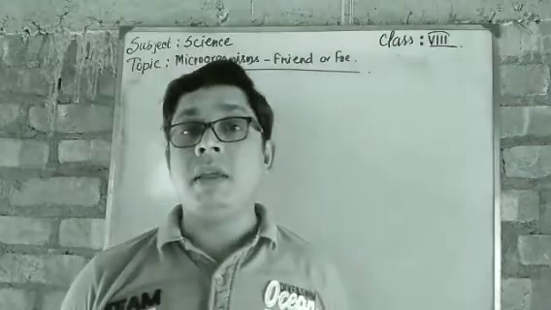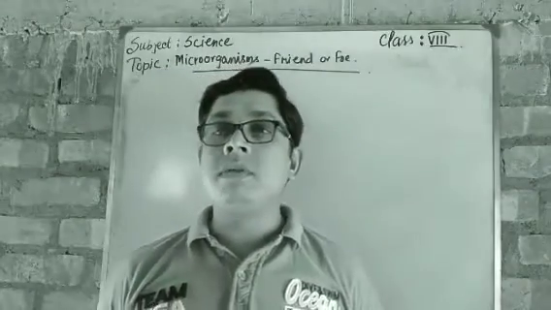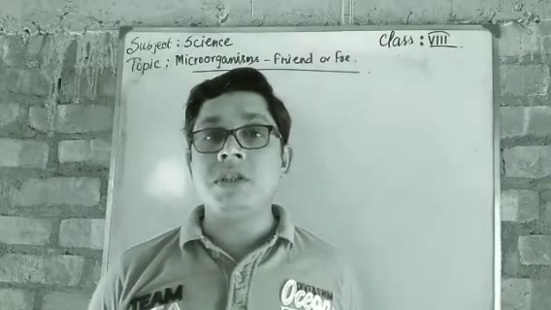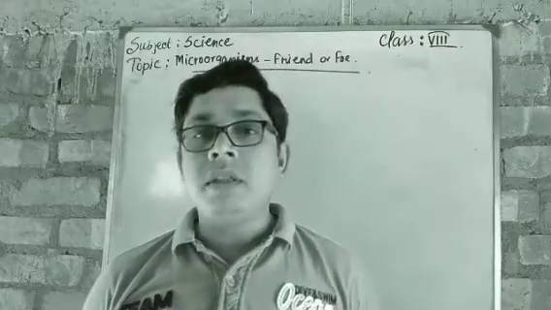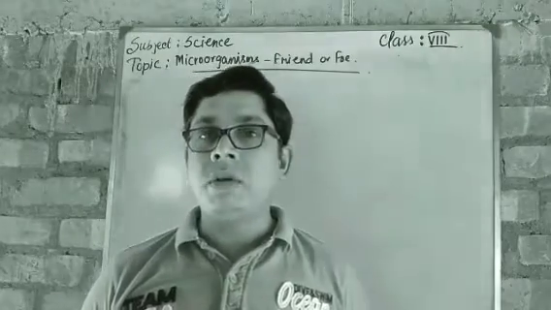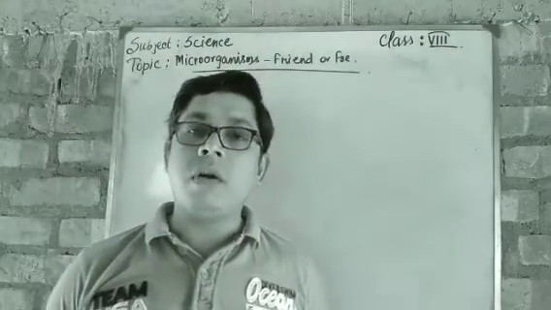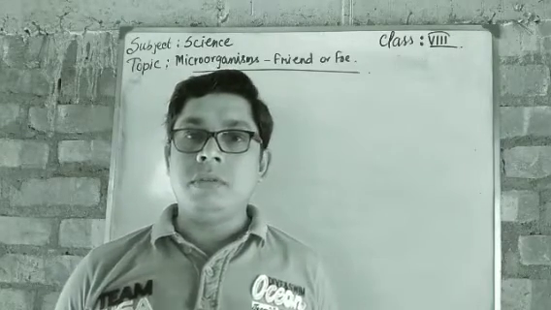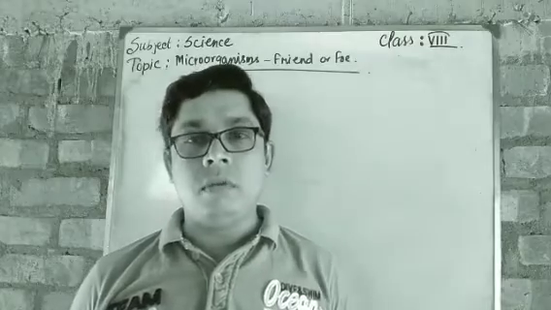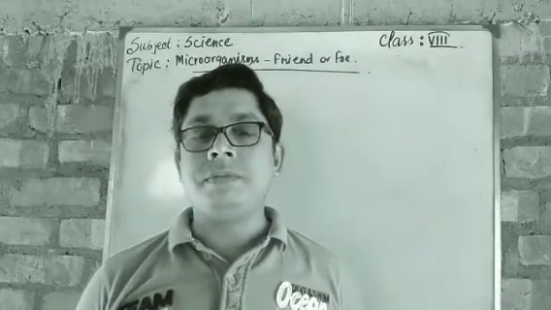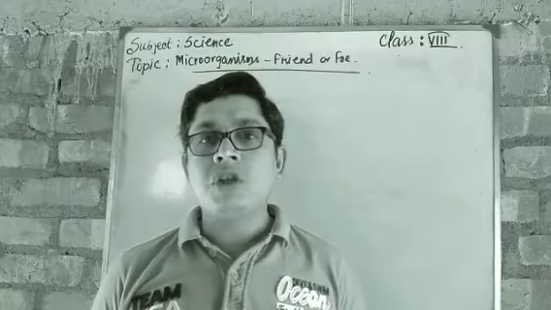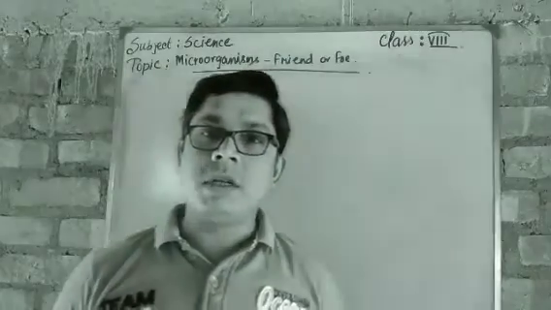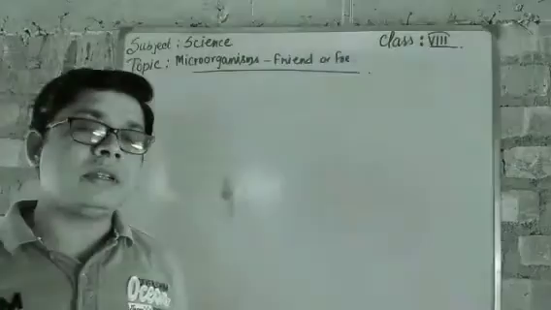Foe means the enemy. Some types of organisms are very dangerous for us, and a few are useful to us. We will read in short how we use microorganisms for different purposes, and how some types of organisms affect us. So without wasting time, let's start our second chapter, Microorganisms: Friend and Foe.